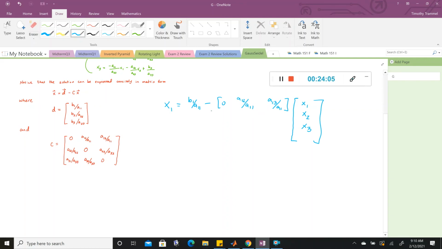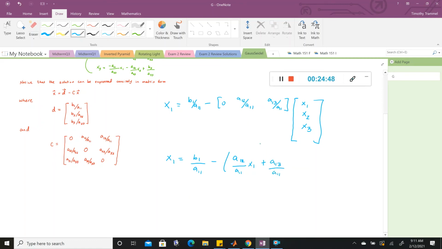And so let's see what this does. If we were to compute this, we'd have B1 over A11 minus, and remember, when you multiply these two things, this is equivalent to the dot product. You can also think about it as matrix multiplication with a 1 by 3 by a 3 by 1. But this is really just the dot product. So this is going to wind up looking like A12 divided by A11, x1, and plus A13 divided by A11.